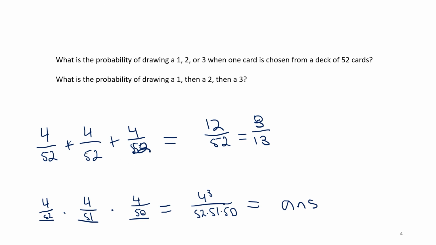It's important to be able to tell which of these to do, because that's a somewhat easy mistake to make. You can also have these in combination. So if it said, what's the probability of drawing a 1, 2, or 3, and then a king, you would have to do this for the first slot, and then the second one would be different.